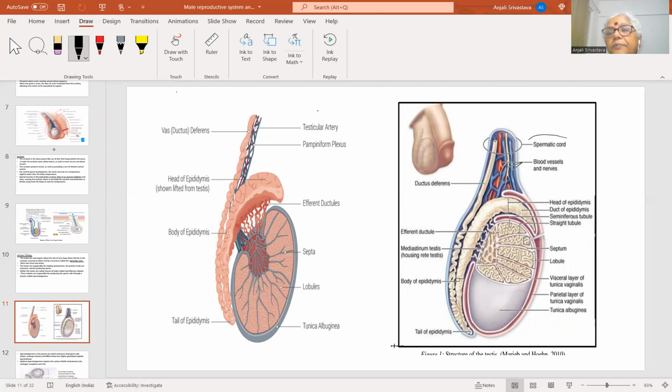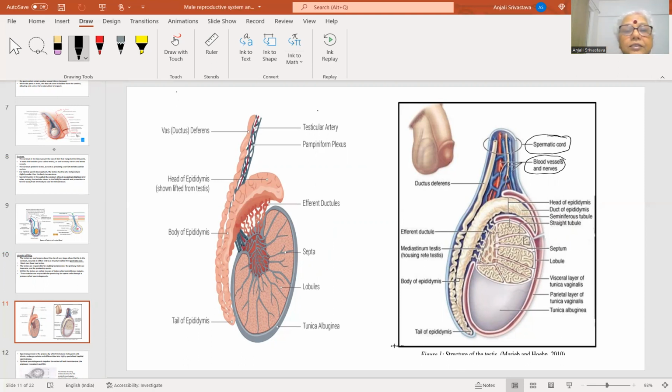This testis is kept in position with the help of a cord, that is the spermatic cord, and this spermatic cord has a rich supply of blood vessels and nerves and muscles, which together bring about the contraction movement of this testis inside and outside the abdominal cavity.